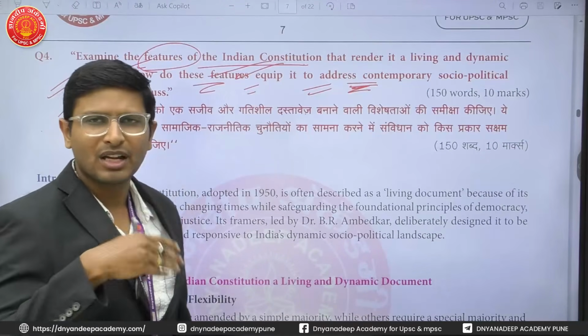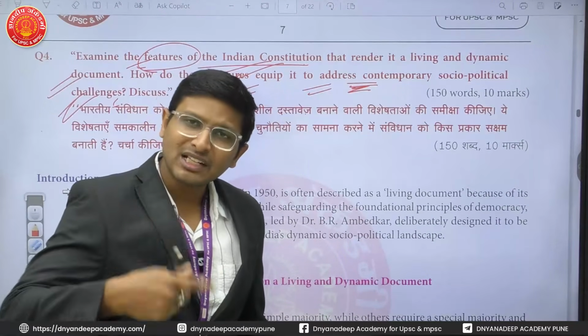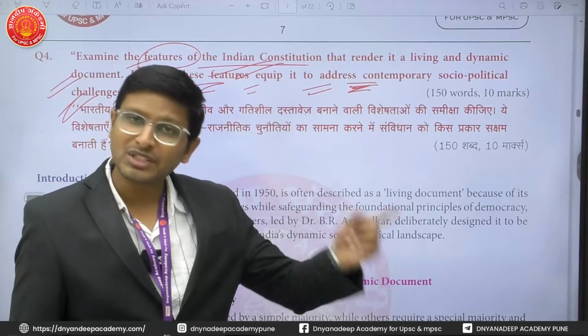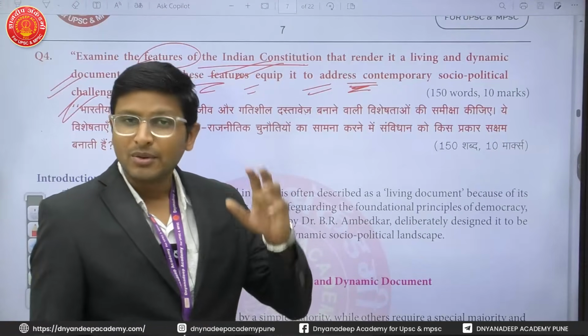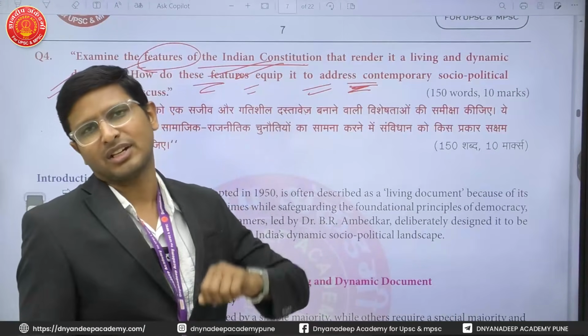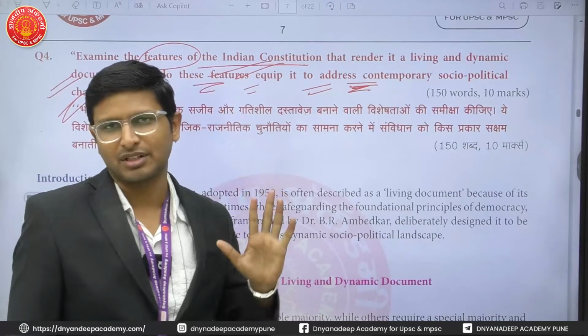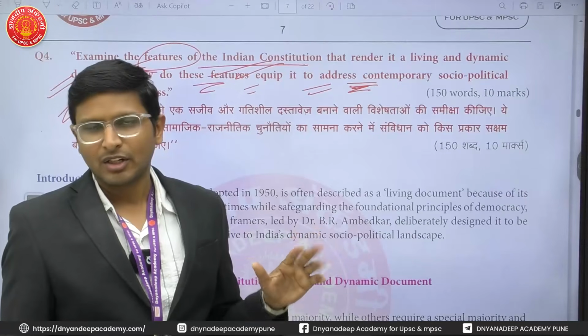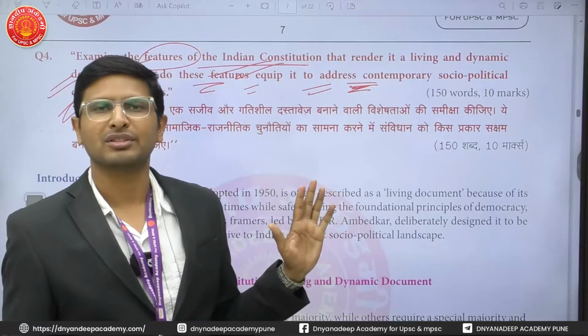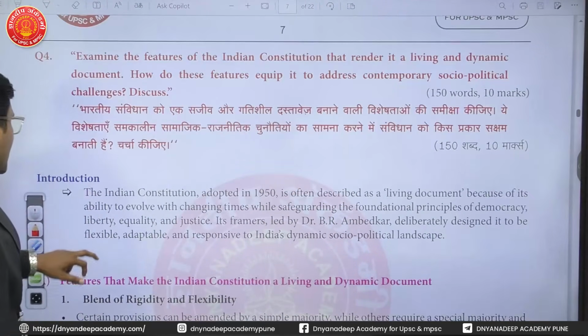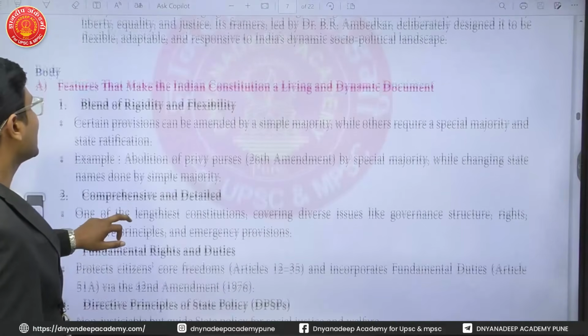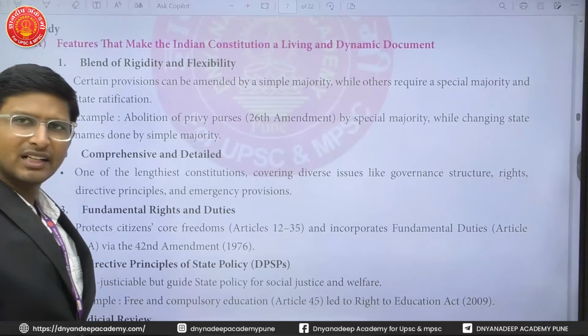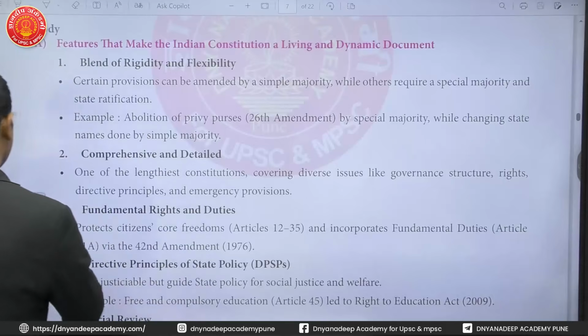So many challenges we are facing currently. Which are the provisions or features of the Indian constitution which focus on addressing these challenges? So two aspects have been asked here. Always remember, whatever is asked in the question, you write only that. Don't write what is not asked in the question. So here the first thing is the features that make the Indian constitution a living and a dynamic document. Let's talk about the features first.